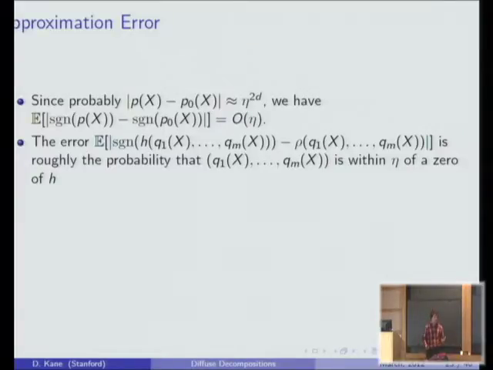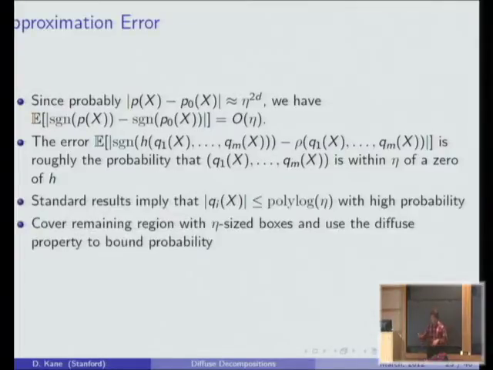Now, to make this rigorous, what we try and do is cover this region in eta-sided boxes, count the number of boxes, and use the diffuse property to bound the probability of lying in each individual one. Of course, we can't do that straight up because this region isn't bounded and thus can't be covered in finitely many boxes. So the first thing we do is show, by pretty standard results, that qi of x is less than polylog eta for all i with high probability.